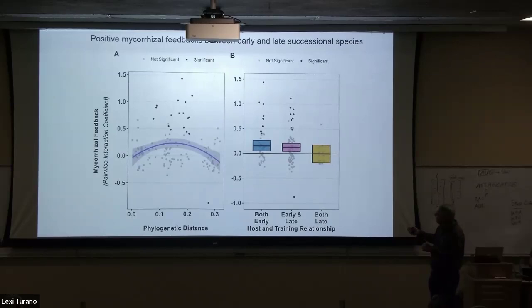We don't see significant feedback when both of the species are late successional, and that's what we expect. Late successional species, if they're all good hosts and they're all responsive, don't care whether it's their neighbor's mycorrhizal fungi or their own. They're happy, and that's what we see. So all of this is consistent with the dynamics of the fungus contributing to turnover during succession. So yeah, we'll return to that.